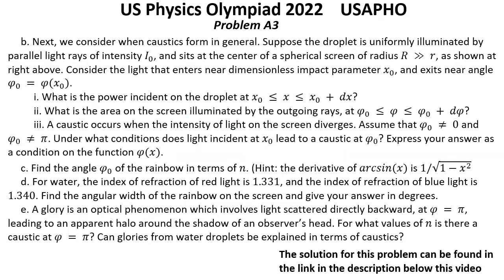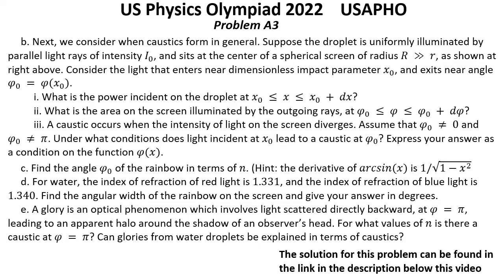Question B. Next, we consider when caustics form in general. Suppose the droplet is uniformly illuminated by parallel light rays of intensity I0 and sits at the center of a spherical screen of radius big R much greater than small r, as shown on the right above. Consider the light that enters near dimensionless impact parameter x0 and exits near angle phi0 equal phi of x0.